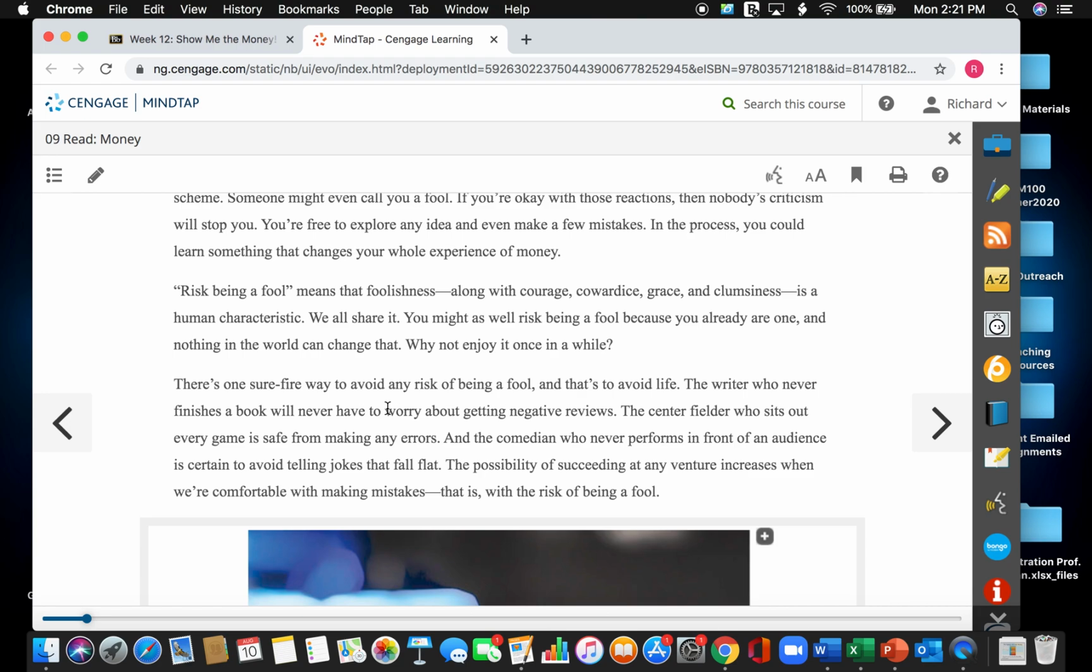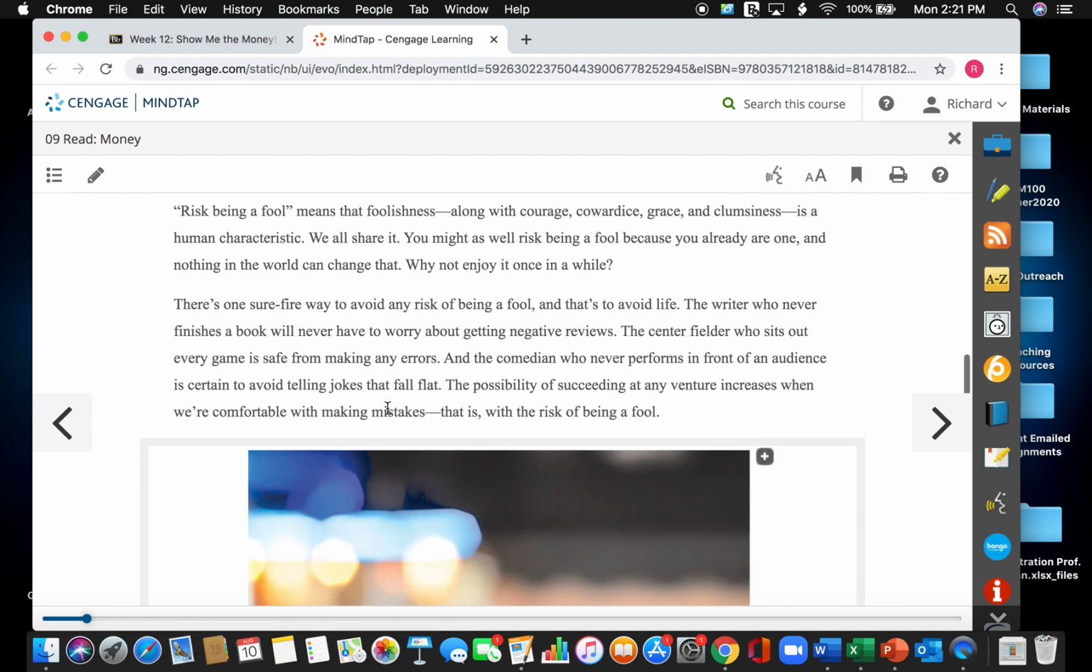Risk being a fool means that foolishness, along with courage, cowardice, grace, and clumsiness, is a human characteristic. We all share it. You might as well risk being a fool because you already are one, and nothing in the world can change that. Why not enjoy it once in a while?